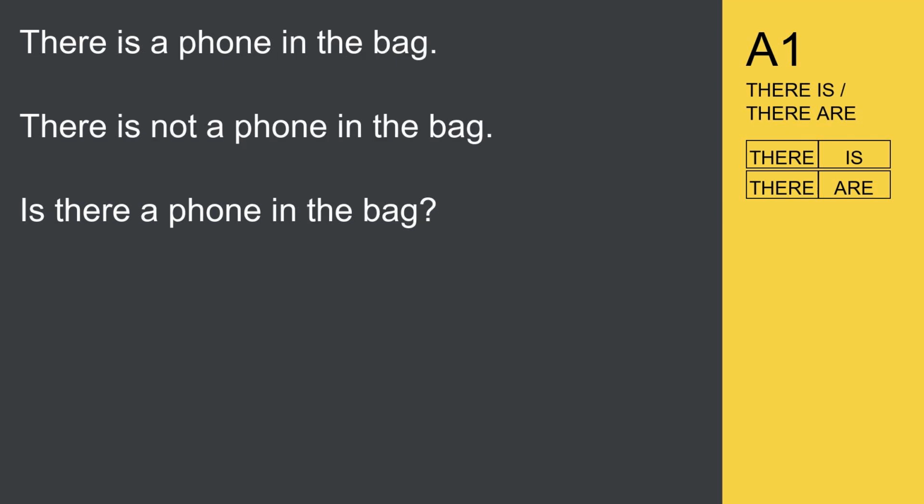There is a phone in the bag. There is not a phone in the bag. Is there a phone in the bag?